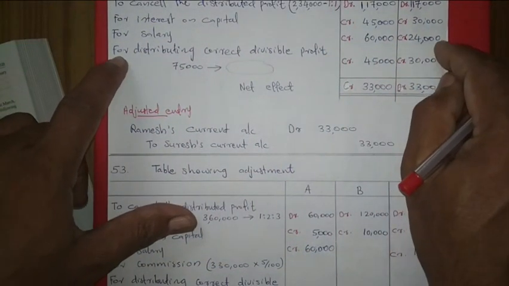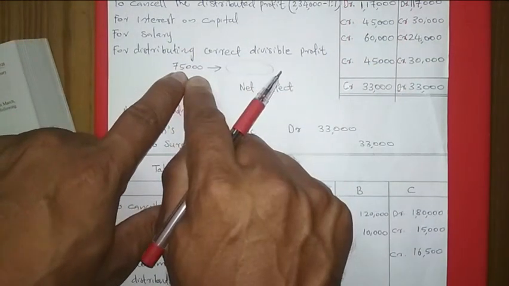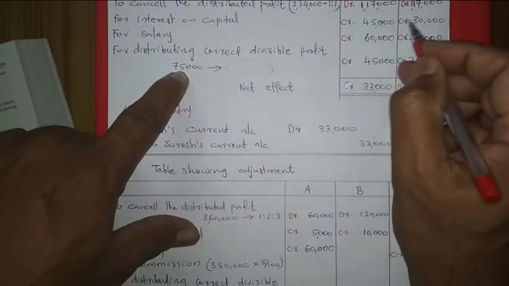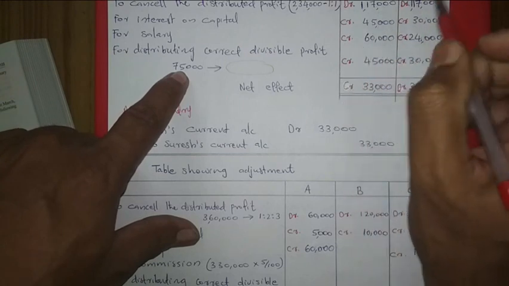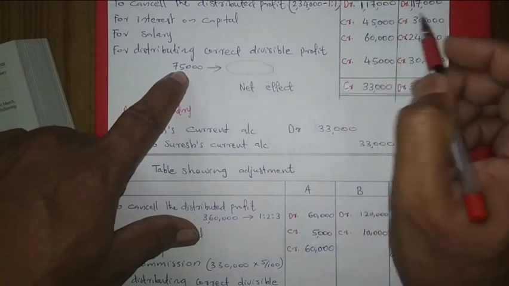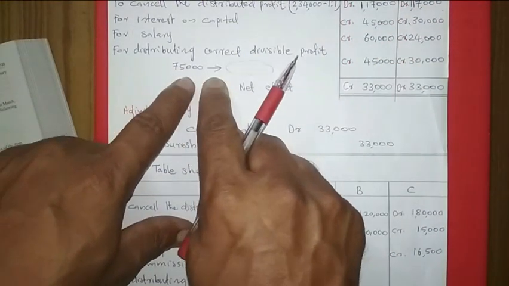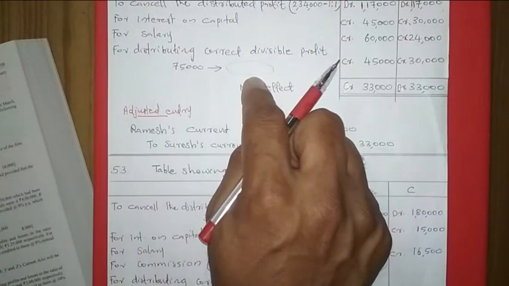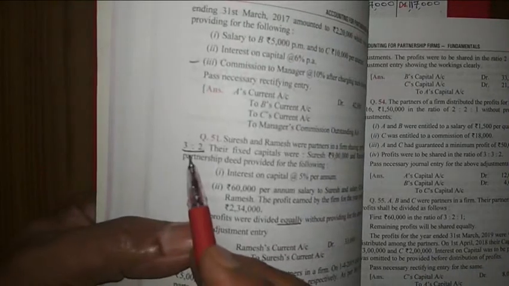Then after that we have to find out the divisible profit. Divisible profit is coming 75,000 in this way. 2,34,000 minus this interest on capital and both the partners' salary we deducted. So from profit we deducted these appropriations and we are getting 75,000. Then this 75,000 we have to distribute in which ratio? The correct profit sharing ratio. In the question the correct profit sharing ratio is given, this one, 3:2.